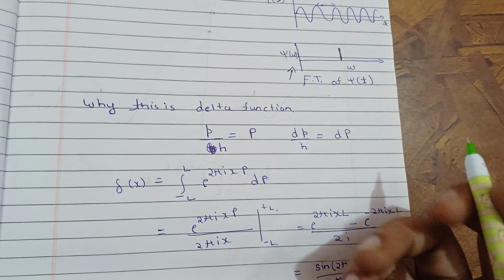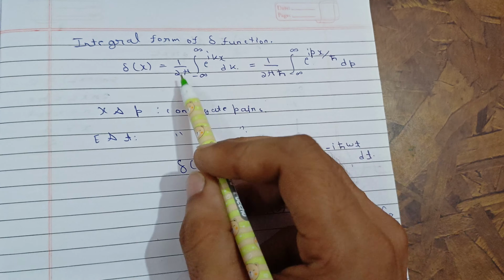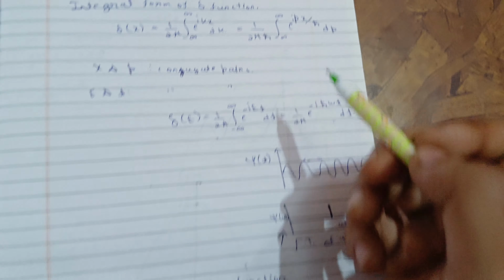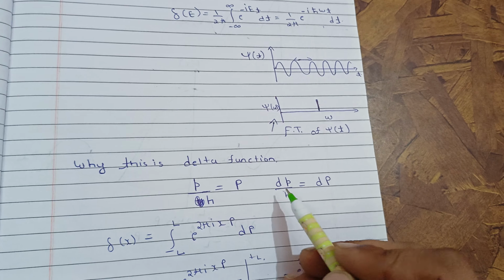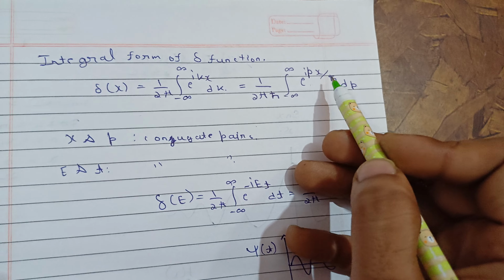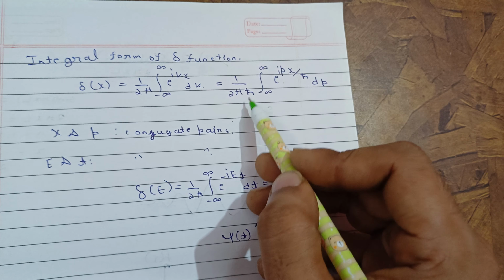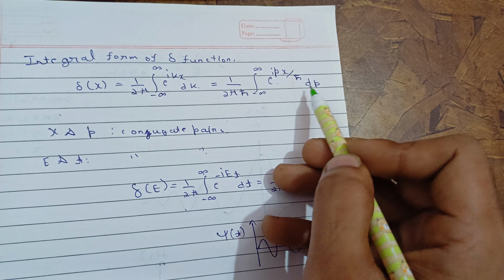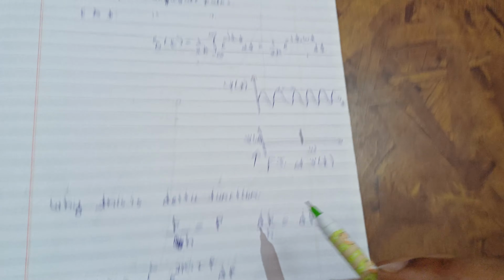Why is this the delta function? So we will take this one. Okay, these are the same, so let's take this one. Now define p by h equal to capital P. So dp by h will be equal to capital dP. Now multiply with 2 pi here, this h cut is nothing but h by 2 pi, so 2 pi will cancel out and here you will have h only. So dp by h will be equal to dP. That's how you get dP here.